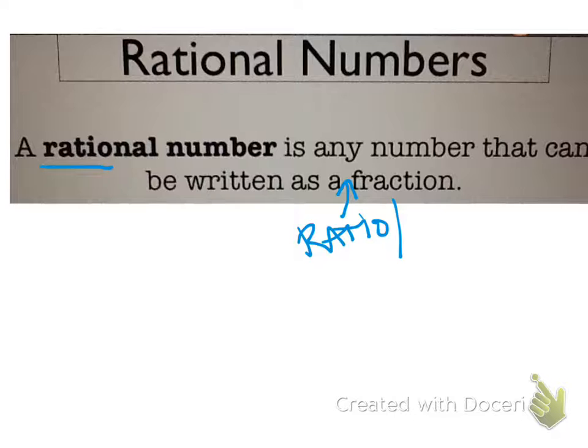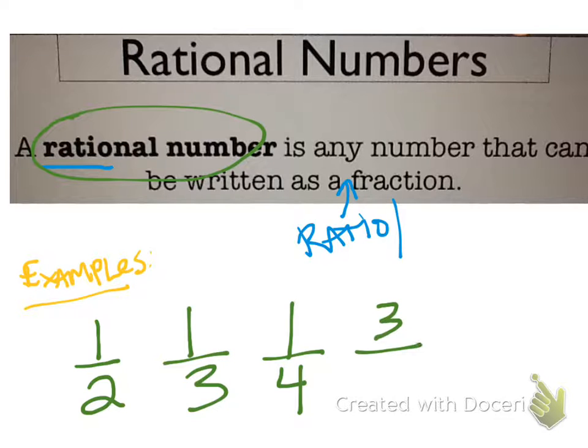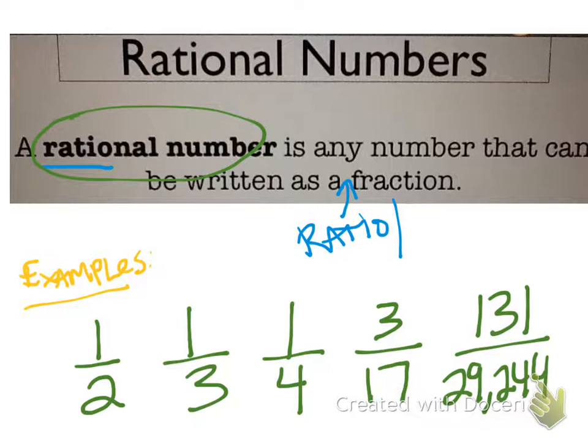So let's take a look at some examples of rational numbers. The number 1/2 is an example of a rational number. Any fraction is going to be an example of a rational number. So 1/3 is a rational number, and 1/4 is a rational number, and 1/5, 1/6, 1/7 are all rational numbers. In fact, any fraction is a rational number, even something like 3/17, or something really weird like 131/29,244. These are all examples of rational numbers because they're written as a fraction. And any number that can be written as a fraction is a rational number.